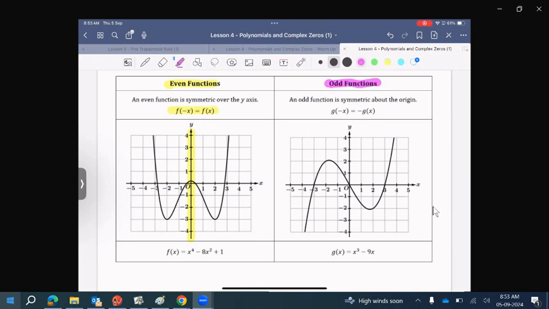Odd functions have a rotational symmetry around the origin. If you rotate the right-hand side around this, it will land on the other one. 180-degree rotational symmetry here at this point. For an odd function, g of minus x is equal to minus g of x. So all you need to do for both of these is examine what is f of minus x. If it comes out as f of x, it's even. If it comes out as minus f of x, it's odd. If it comes out as neither, it's not either.